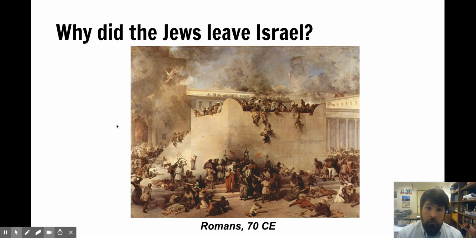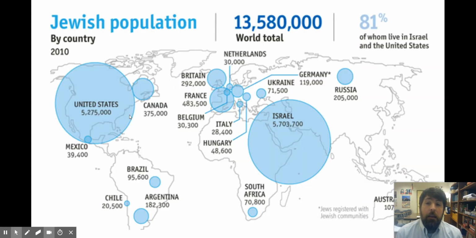Later, and this is much later, the Jews would have a similar thing happen with the Romans. The Romans would take over Israel, and they would destroy the Hebrew temple, and the Jews would leave. They would flee to get away from the Roman sacking of Jerusalem, and eventually they would spread out across the world.